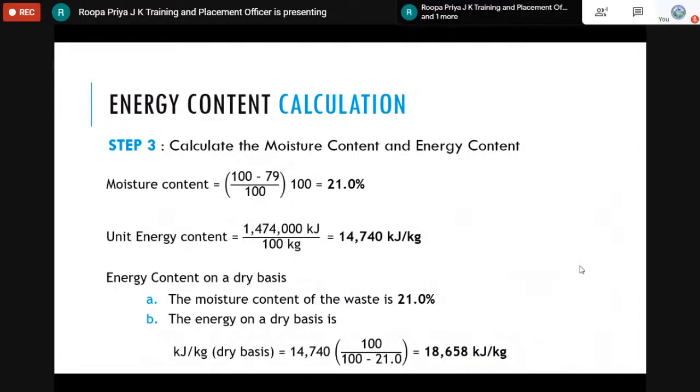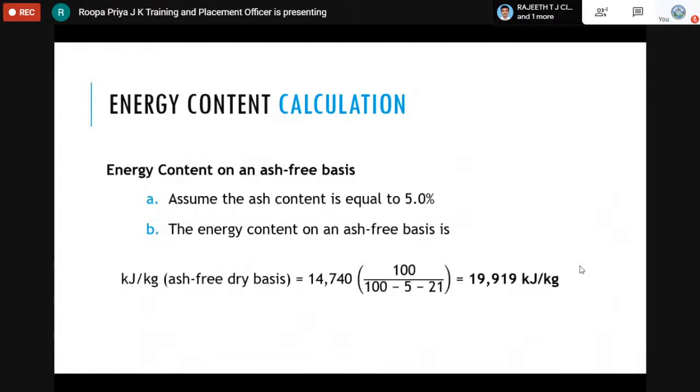Now, using this unit energy content, find out the energy content on a dry basis. So use the moisture content value, use the unit energy content, and find out what could be the energy on a dry basis. That is again in kilojoule per kg. If suppose you're asked to calculate the energy content on an ash-free basis, assume the ash content as 5% and then calculate the energy content in ash-free dry basis again in kilojoule per kg.